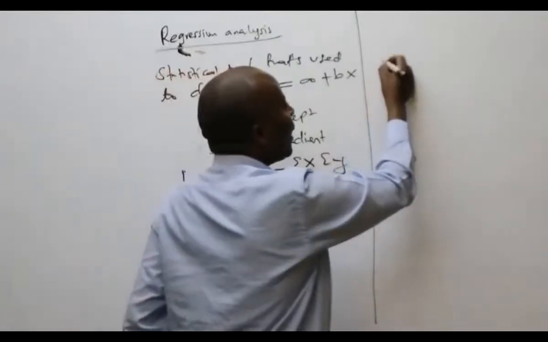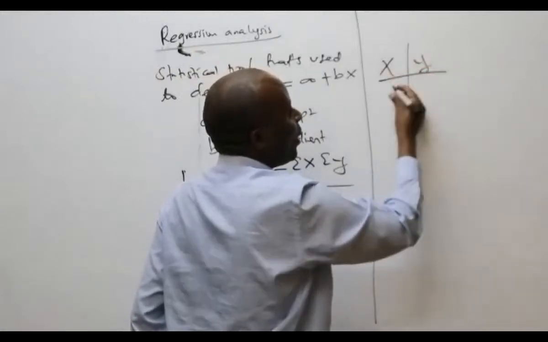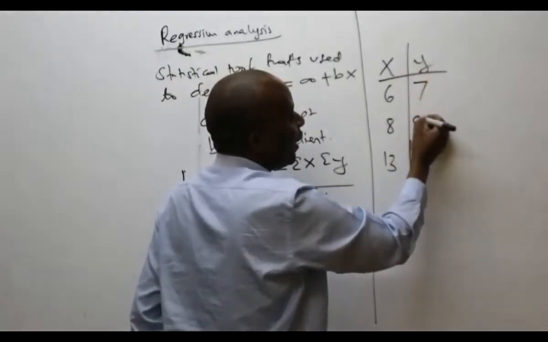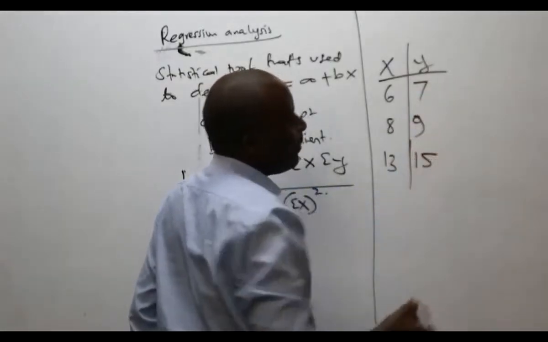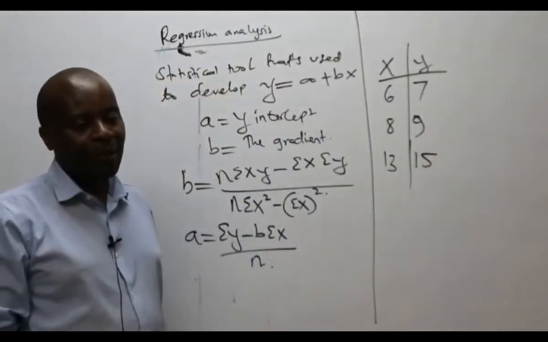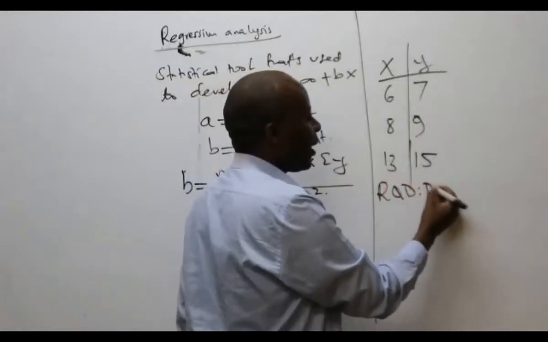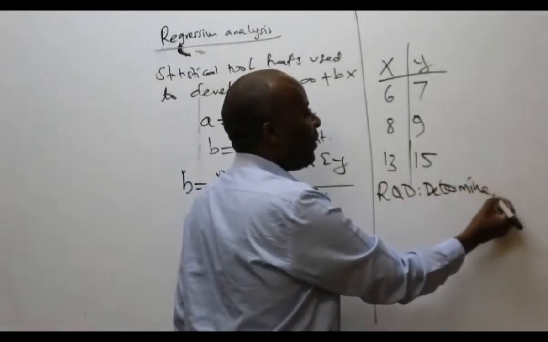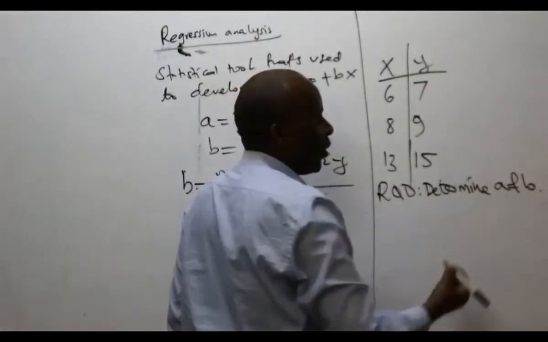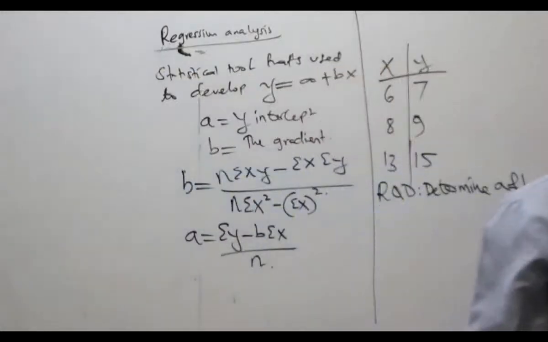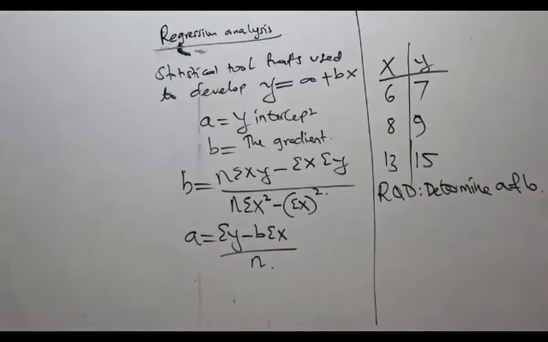If you're given here x and y, perhaps they give you 6, 8, 13 there, and then we have 7, 9, and 15 there, right? And then, ladies and gentlemen, you are required here to determine a and b using regression analysis.